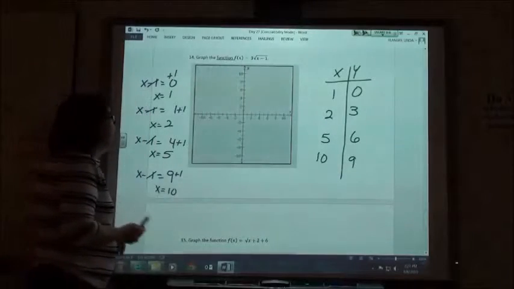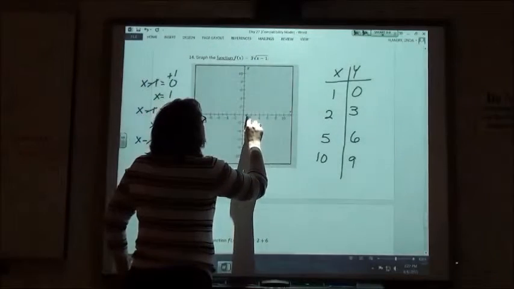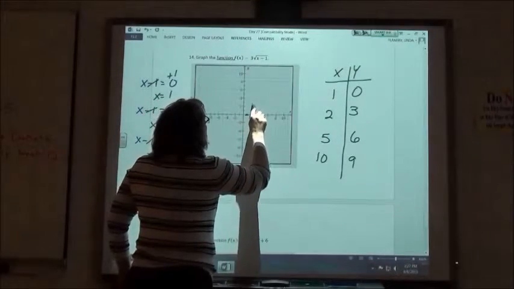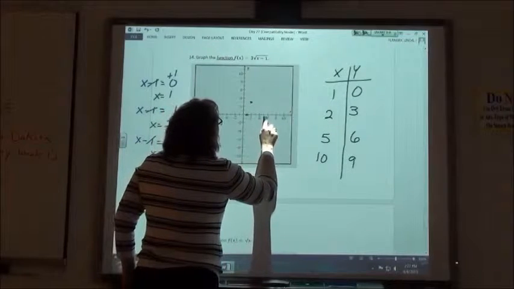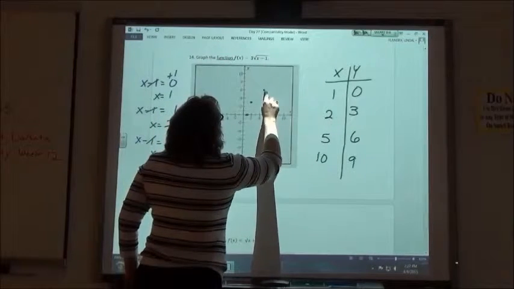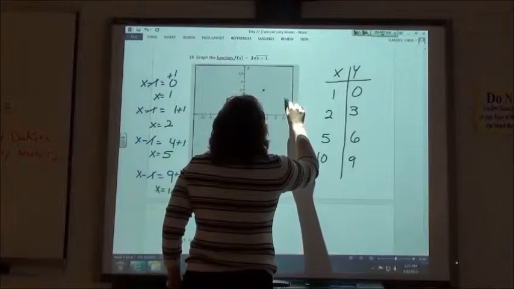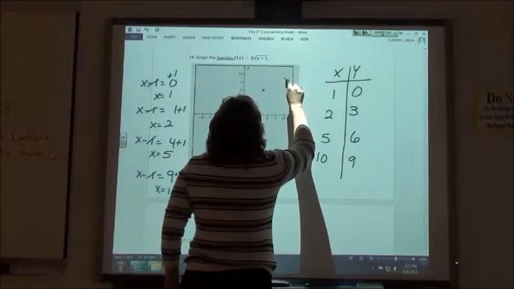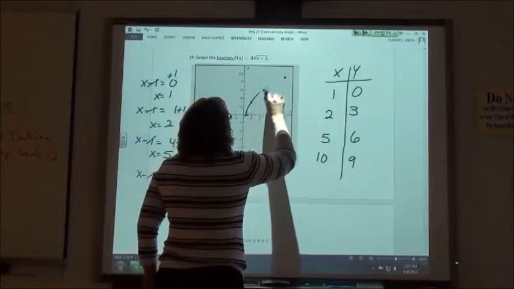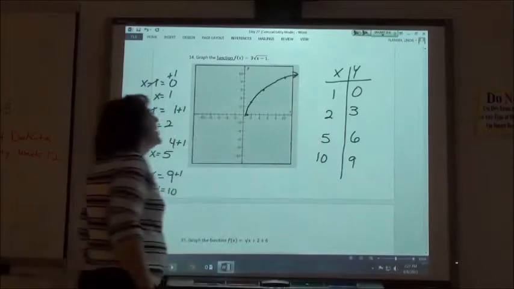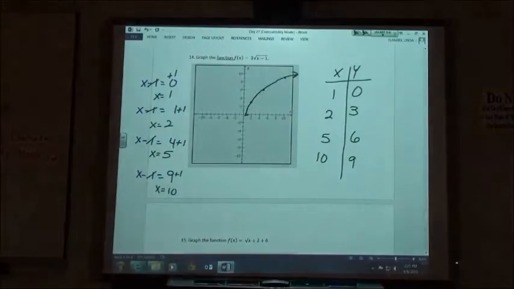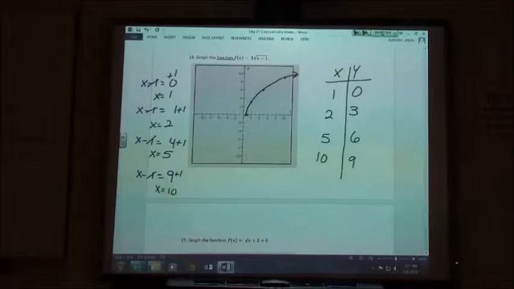I can then plot my points. So 1 over up 0, 2 over up 3, 5 over up 6, and 10 over up 9. 1, 2, 3, 4, 5, 6, 7, 8, 9. So it's starting here, shooting off over in that direction. You'll just have to hit the graph button. It will put it on there for you.